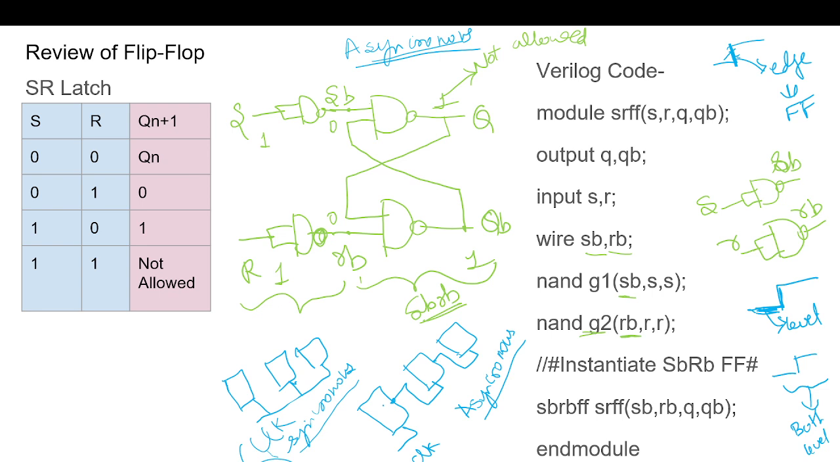If I say it is a ripple counter, this output is applied to this clock and this output is applied to this clock, then this ripple counter we call an asynchronous circuit. And if all are operated by the same clock, then we call it a synchronous circuit.